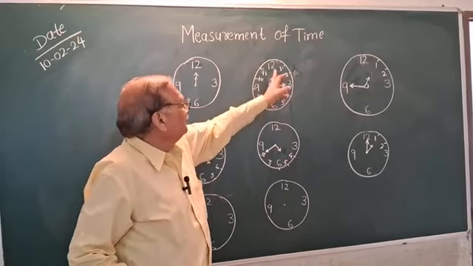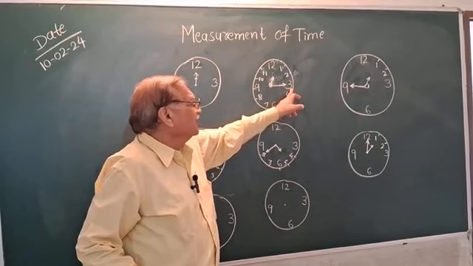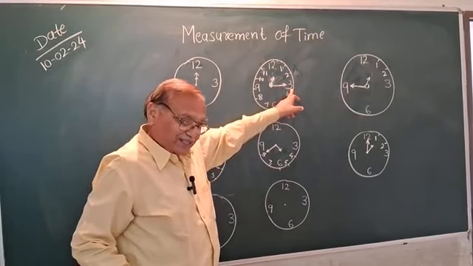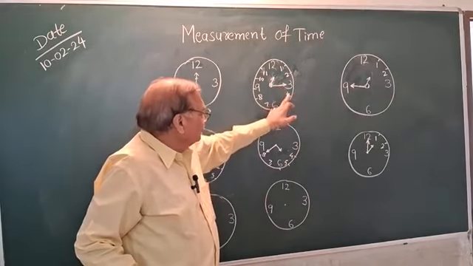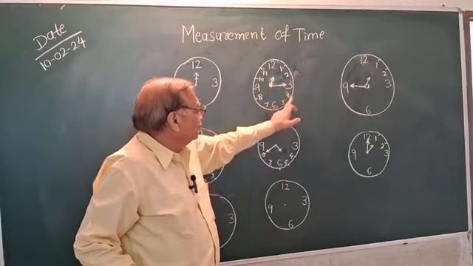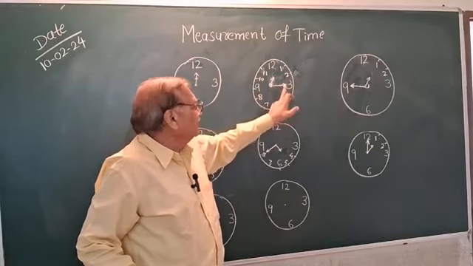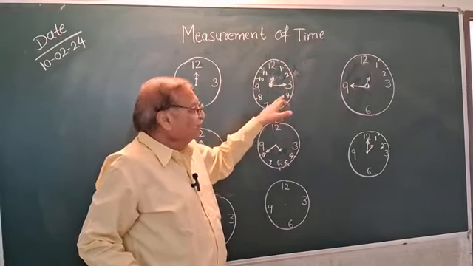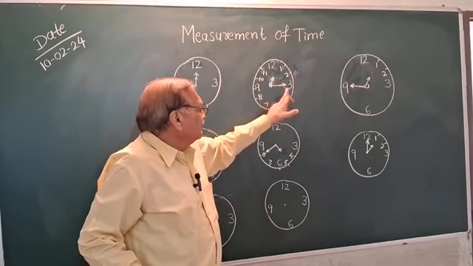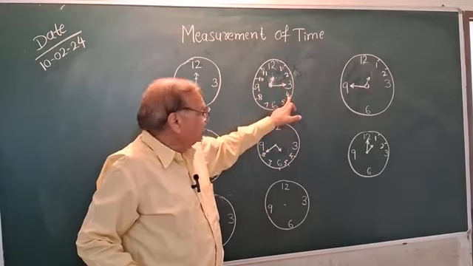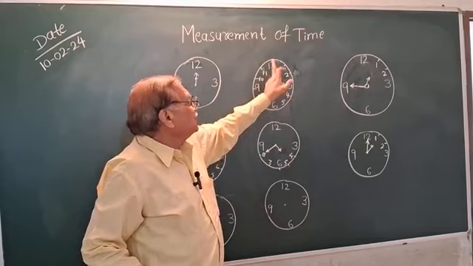So if you multiply 5 by 3, it will be 15 minutes. And when the minute hand moves to 4, what will be the time? That is 5 into 4, that is 20. 20 minutes past 12.